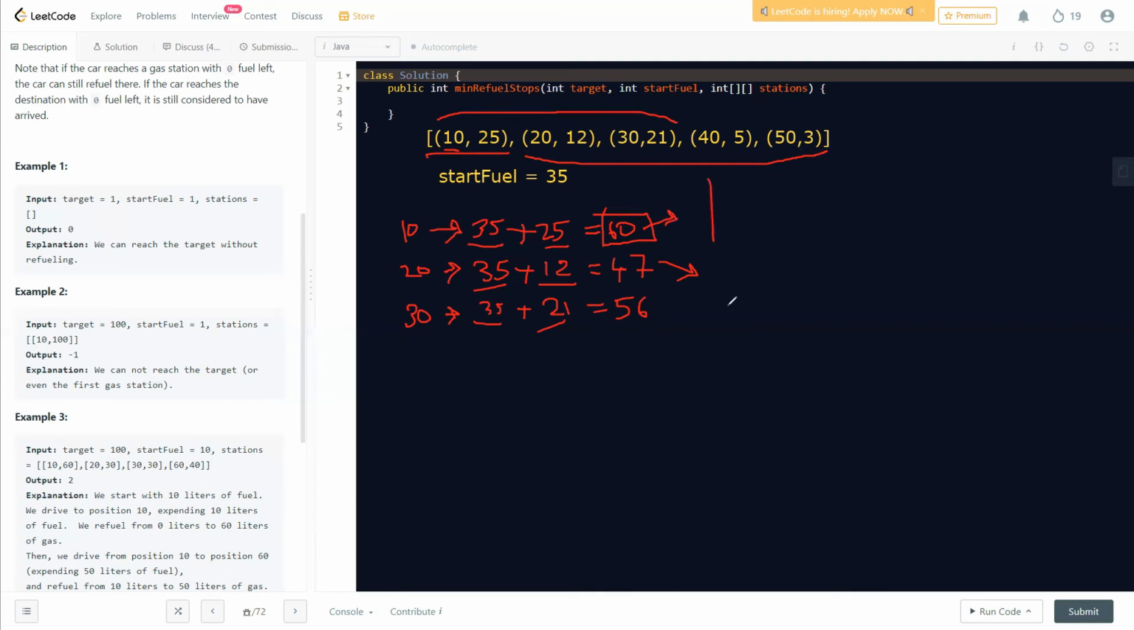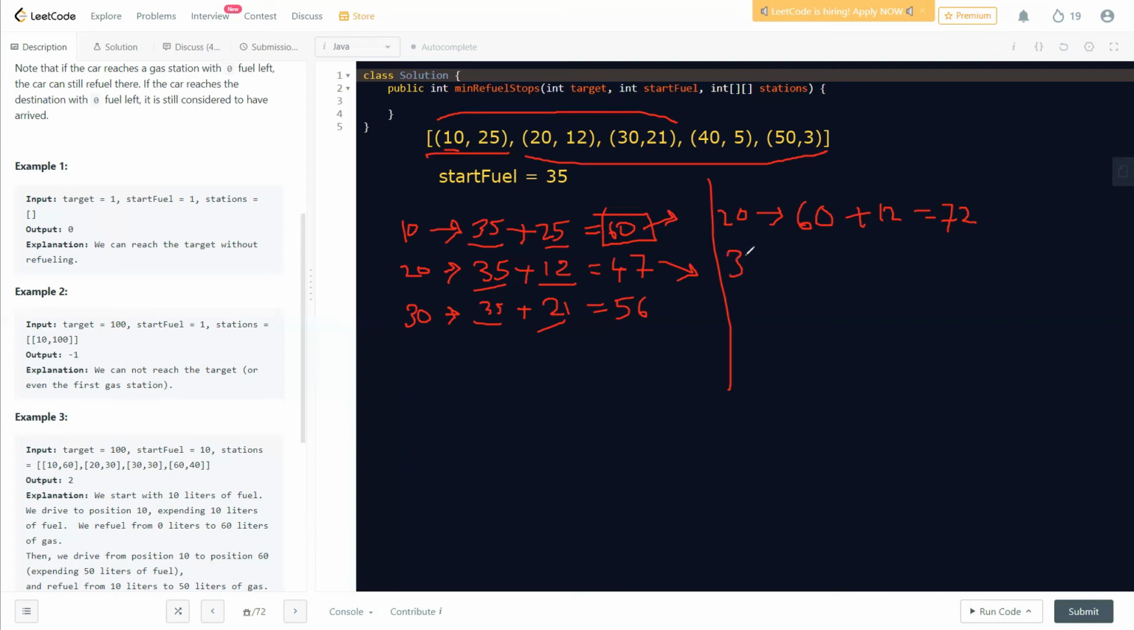Further, with this 60, if we make a stop at 20, what is the maximum distance we can reach? We have fuel till 60 miles, and we can reach a distance of 12. So what is the maximum we are reaching? We are reaching a maximum of 72 miles here, because 60 plus 12. If we make our second stop at 20, we can reach a distance of 72.